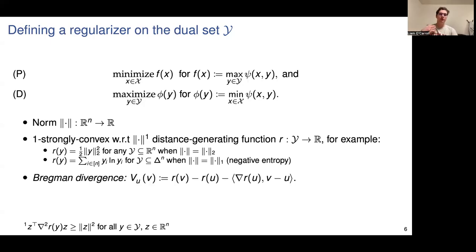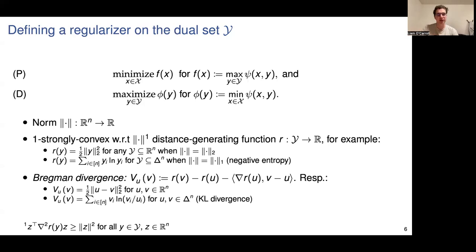And for the distance generating function we've chosen, we're going to define a Bregman divergence, which is just a notion of distance between points in the dual constraint set. You can just think of these two examples: for the first example, the Bregman divergence is just the Euclidean norm squared of the difference between the vectors. And in the setting where Y is a subset of the simplex and you're working with negative entropy, the corresponding Bregman divergence is just given by the KL divergence.